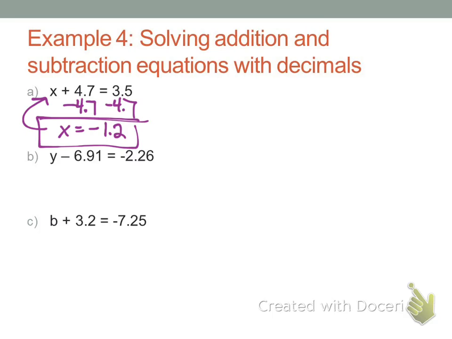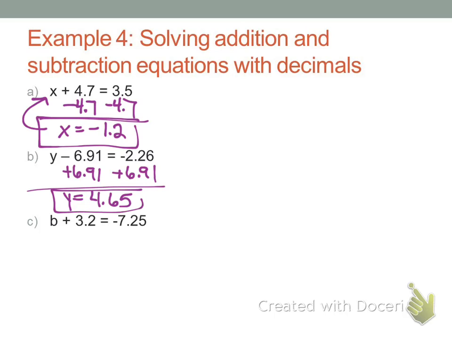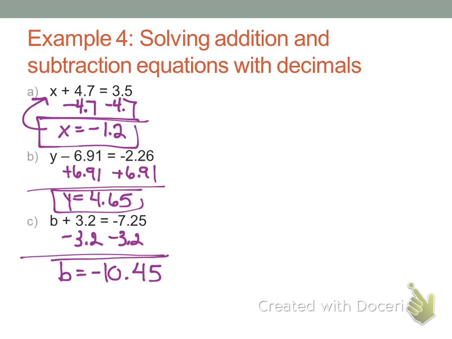All right, I want you to do B and C on your own. Okay, here we go. I need to add 6.91 to both sides. And I should have gotten y equals 4.65, right? All right, and then I need to subtract 3.2 from both sides. And b equals negative 10.45. Same sign, add and keep. All right, did you get them? Did you get B and C? All right, good job. If you got it wrong, try to figure out what you did.